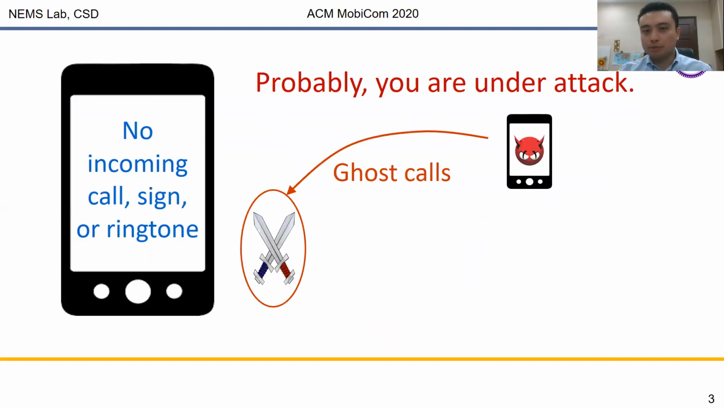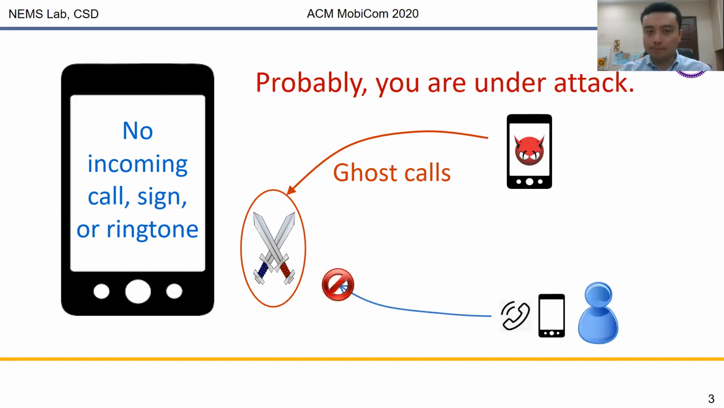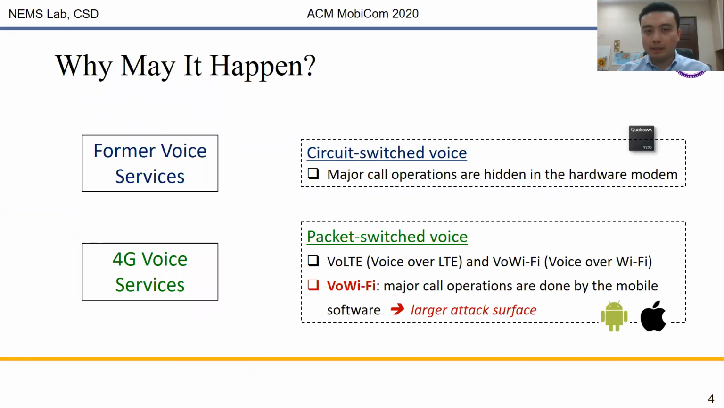With discovered vulnerabilities, an attacker may make ghost calls to your phone so that your call resource is occupied, then no one can reach you. Certainly, to launch the attack, the attacker just needs your phone number, and during the attack, there are not any signs on your phone. Why may it happen?